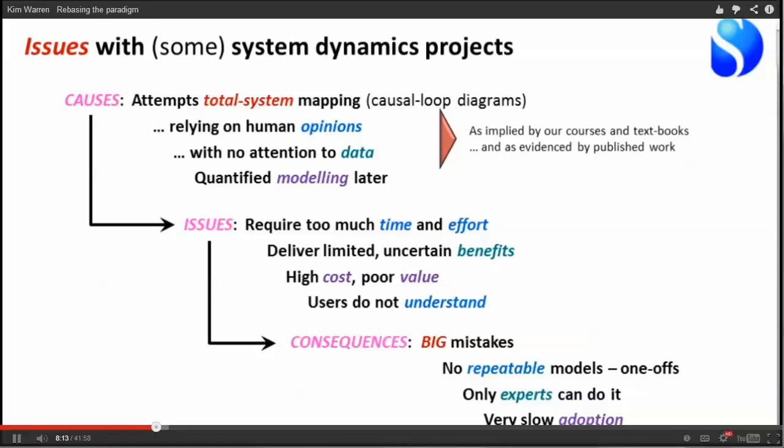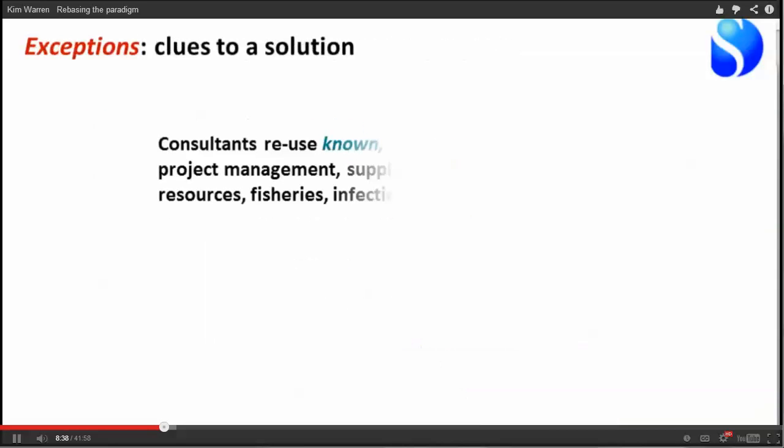Now this is very, very demanding. Good projects done this way are extremely demanding, which basically means only the top experts in our field can actually do it. Right? You can't expect a master's student or even a PhD student to do this and get it right. And for that reason, I think this is a significant contribution to the slow adoption of our method. It takes too long, it's too costly, it's too uncertain, delivers poor value.